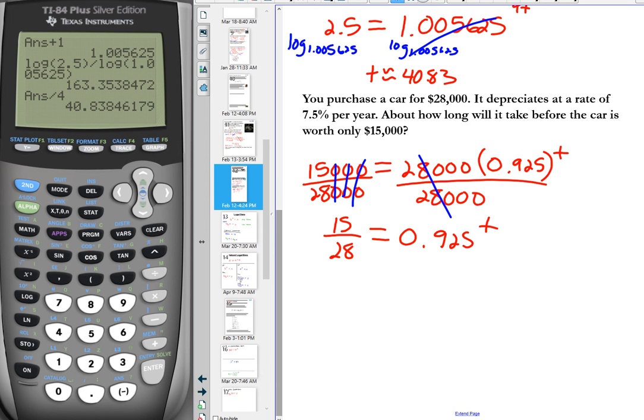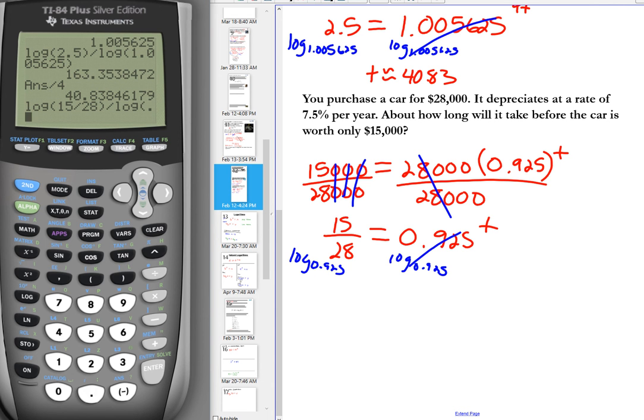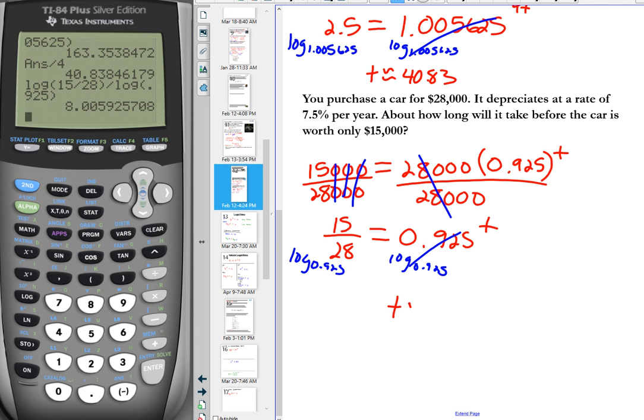And now to get the t by itself, I'm going to take the log of both sides. So I've got to take the log of 0.925. On the calculator, I'll put log of 15 divided by 28, divided by log of 0.925. And I'm getting around 8 years. See, Jonathan got so close to 8, he has 8.00.